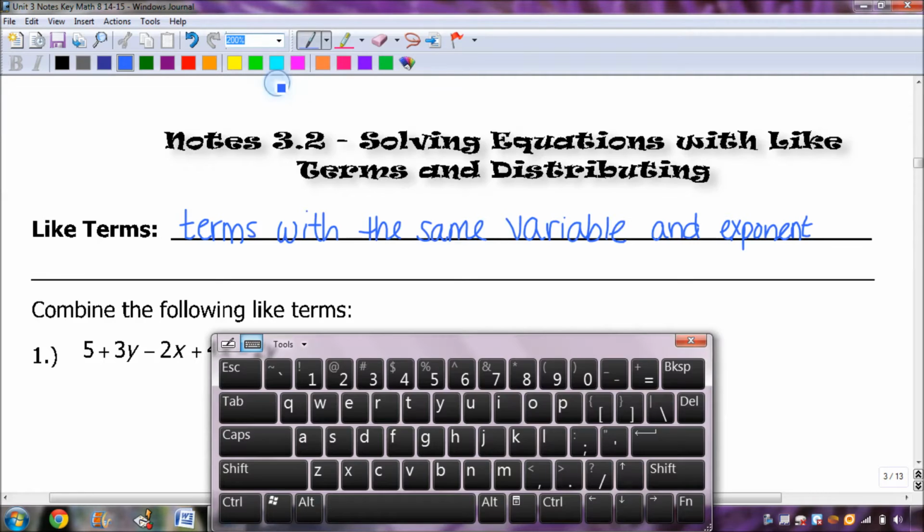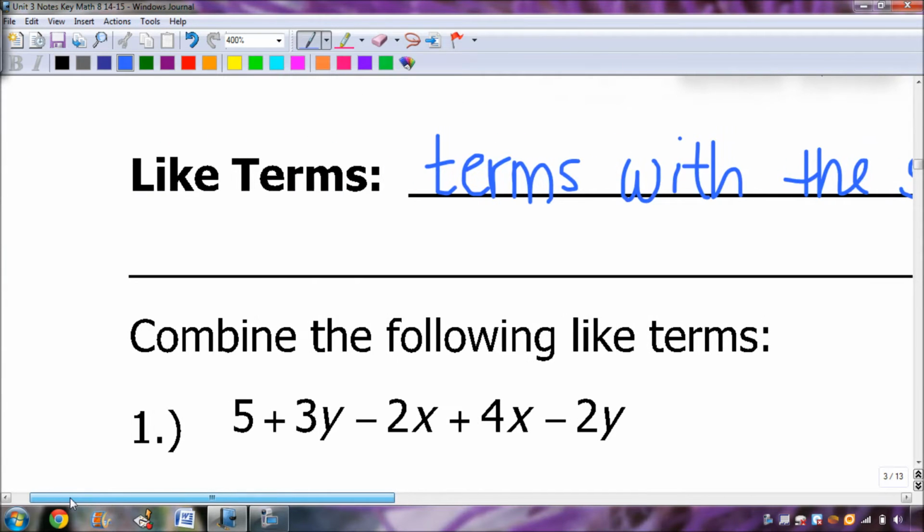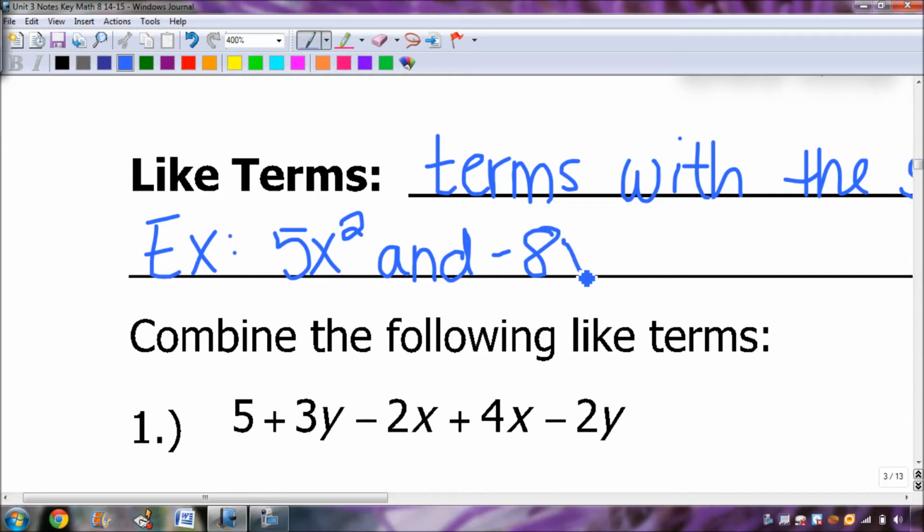Now, what I want to do on these lines is write an example and a non-example so you can see what an example of like terms would be. One example of like terms would be 5x squared and negative 8x squared. These are like terms because the variables are the same. They're both x's. And the exponents are the same, okay?